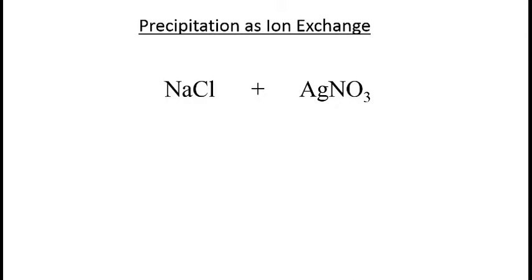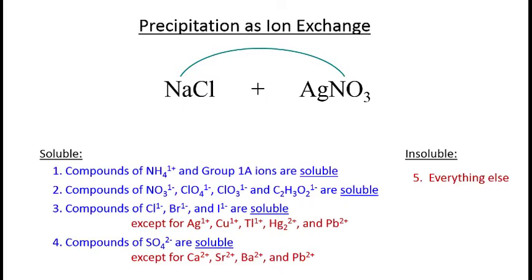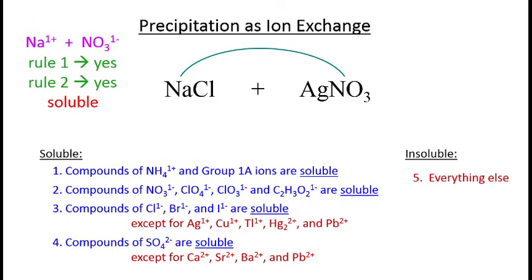Another way to view this reaction is as an ion exchange reaction. Any new solid that forms from two solutions mixed in this way must be from new combinations of cations and anions. Think of the ions as changing their dance partners. Instead of pairing with chloride, what if sodium pairs with nitrate? Coming back to our solubility rules, the combination of sodium plus nitrate would be soluble both by rule number 1 for the sodium and rule number 2 for the nitrate. If the combination is soluble, that means that it does not precipitate.